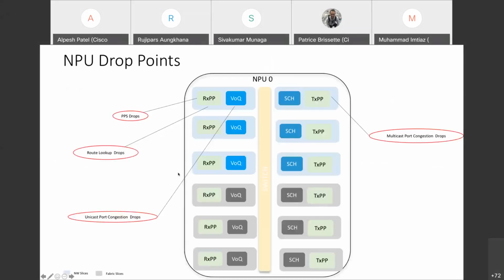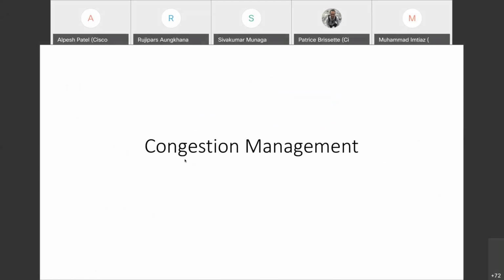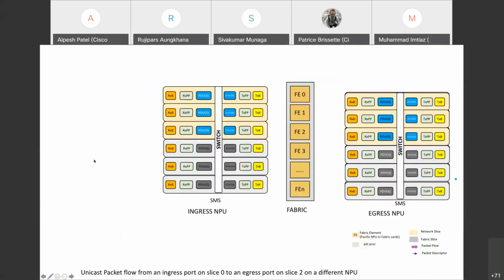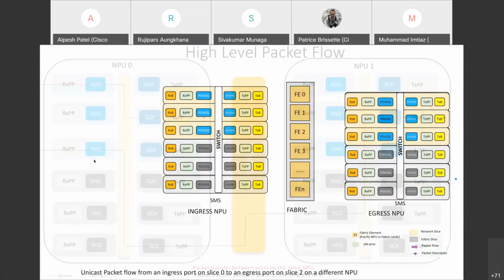So let's see how we do the congestion management. We'll start this topic, probably will not be able to finish it, but we'll see how much we can cover today in the next 5 to 10 minutes, and then we'll continue hopefully next week. A couple of things, and these are the important things. NPU drop points. Why is it shown here? Your PPS drop is before VOQ. So if there is a PPS drop, it has nothing to do with the VOQ, that's one. And then if you have a route lookup drop, for example, there might be a command in the next few slides which will show the route lookup drop. That again has nothing to do with the VOQ.